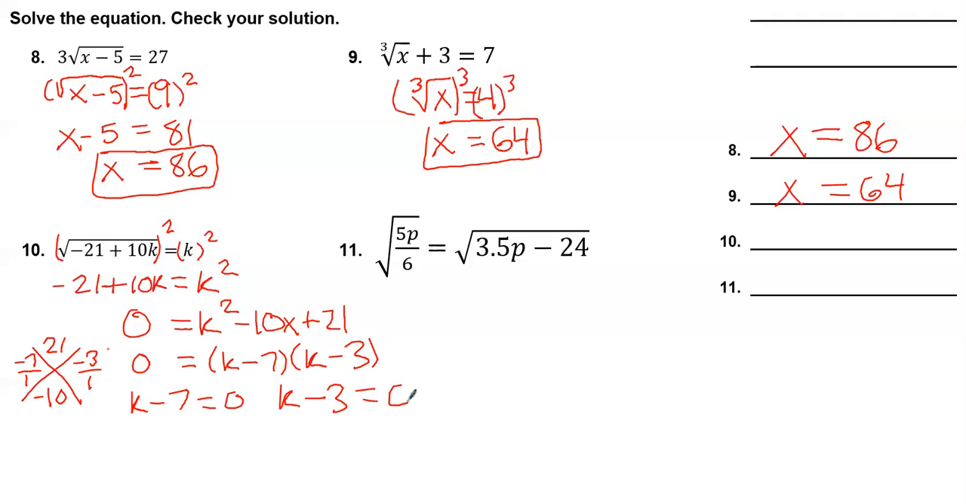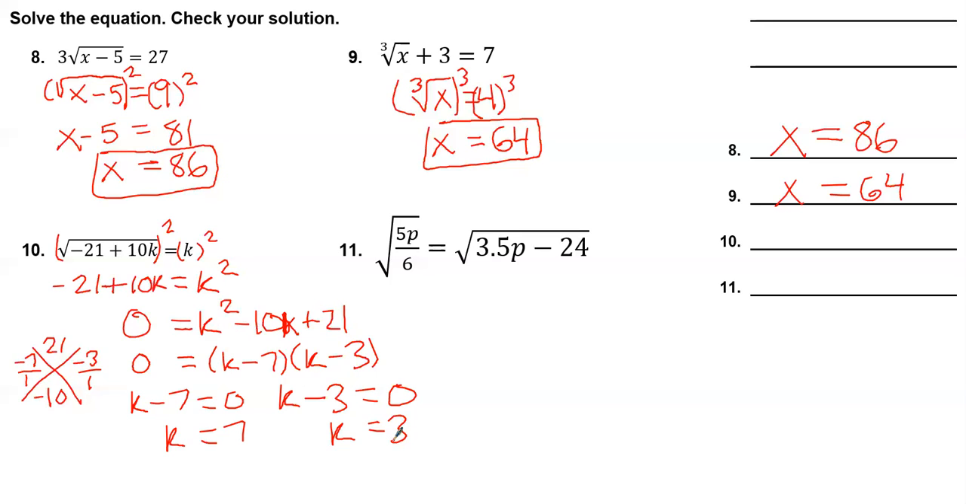You know what, I should have said, if you use FOIL on this, verify that it's k squared minus 10k plus 21. K squared first, outers negative 3k, inners negative 7k, it's negative 10k. I don't know why I put x there. That should be a k. And then negative 7 times negative 3 is positive 21. Okay, anyway, k is equal to 7 and k is equal to 3.